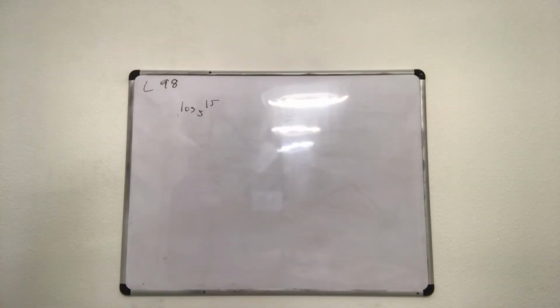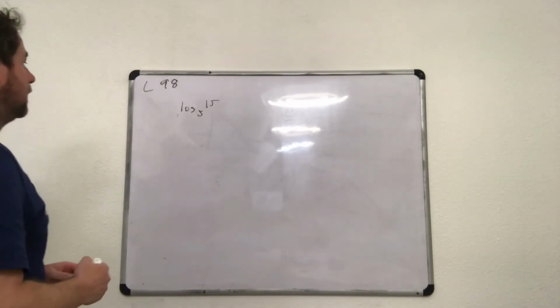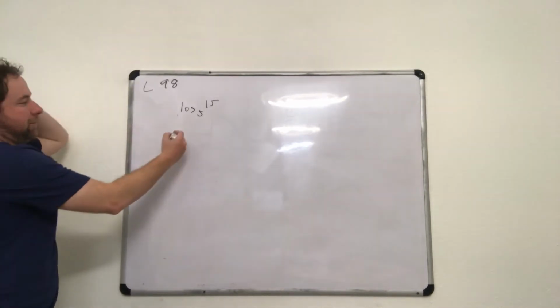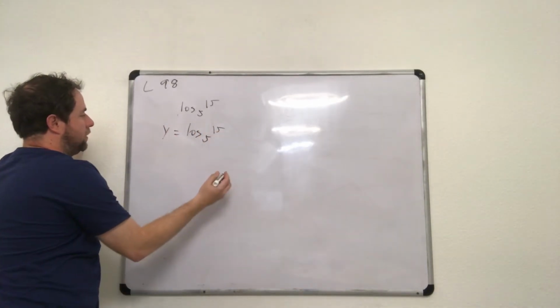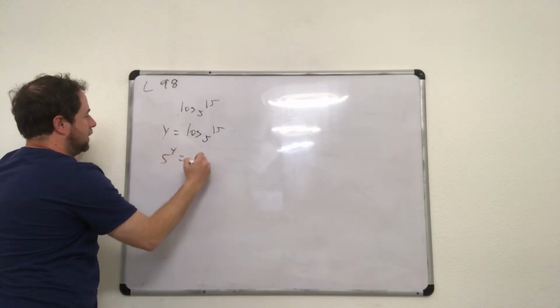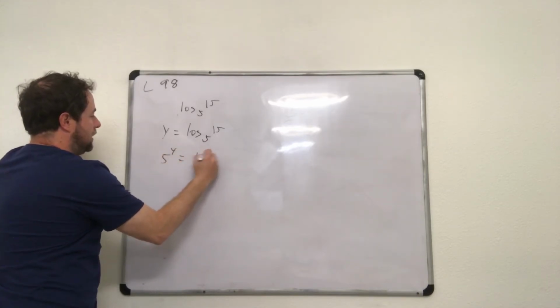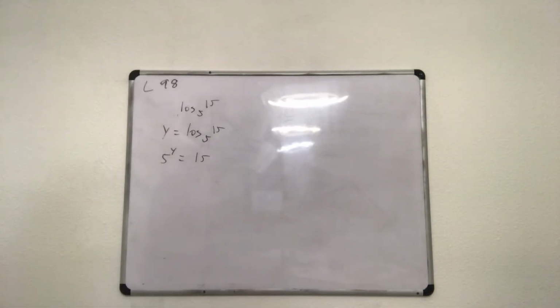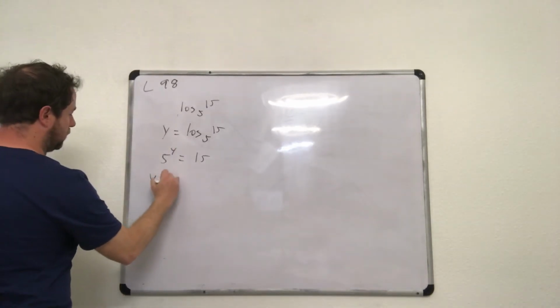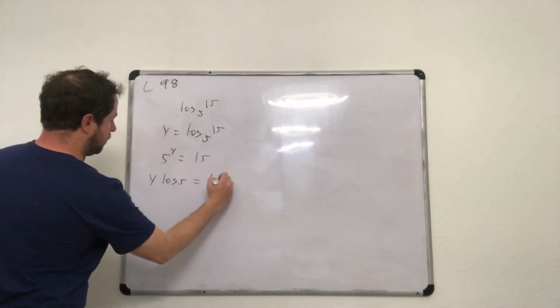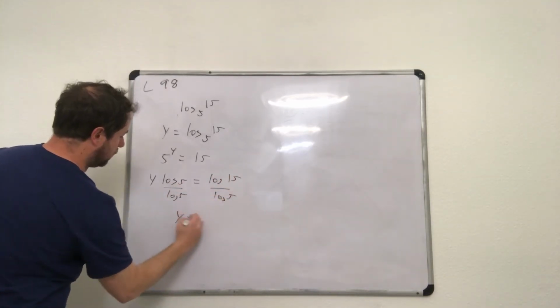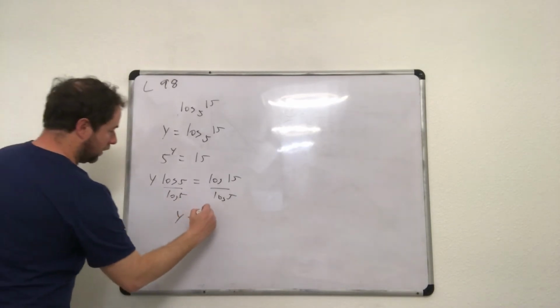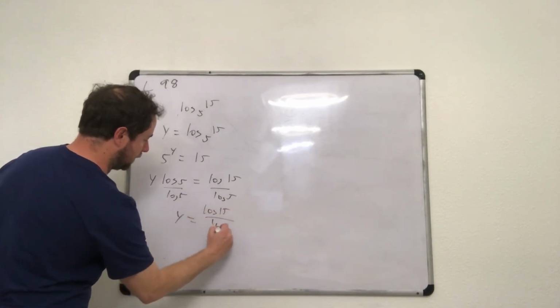We're going to do some more on logarithms in lesson 98. When we have log base 5 of 15, we'll add a y in here. We'll say y equals log base 5 of 15 in order to solve for this. So it'll be 5 to the y power equals 15. From here, we'll bring the y down, and we'll say y log 5 equals log 15. Divide both sides by log 5. So y equals log 15 divided by log 5.